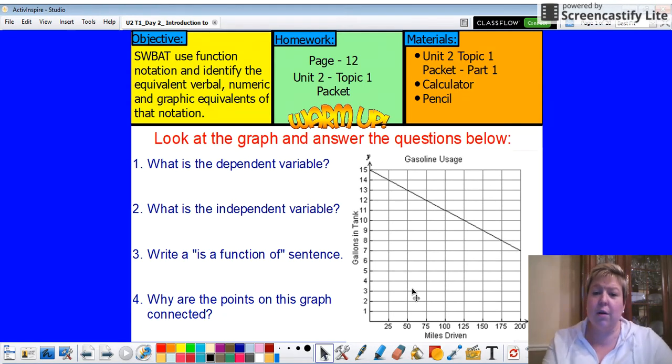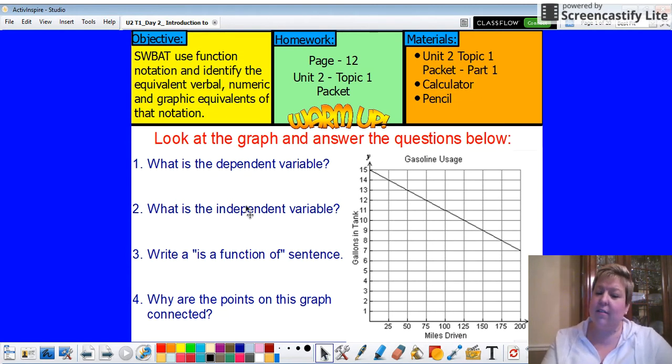Okay, so for the warm-up, you were asked to look at a graph and answer the questions below, which is on the screen right now. So you were looking at a graph of the miles driven versus the gallons of gasoline in a car's gas tank. So the gasoline usage, you can see, started up here. That's when the tank was full. And then as he or she drove, the gas depleted for that trip.